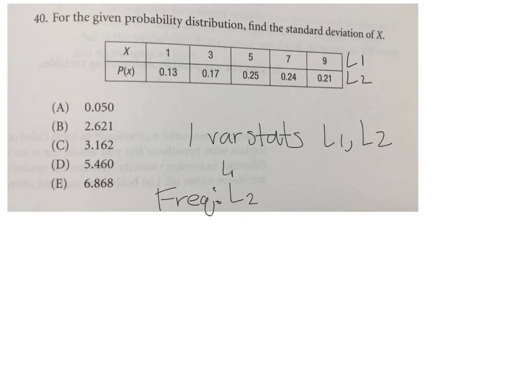So let's see what we get. So when I did that in my calculator, I got 2.621, which is B.